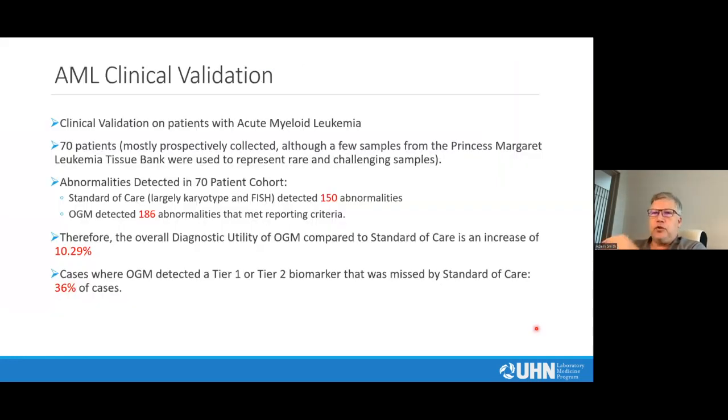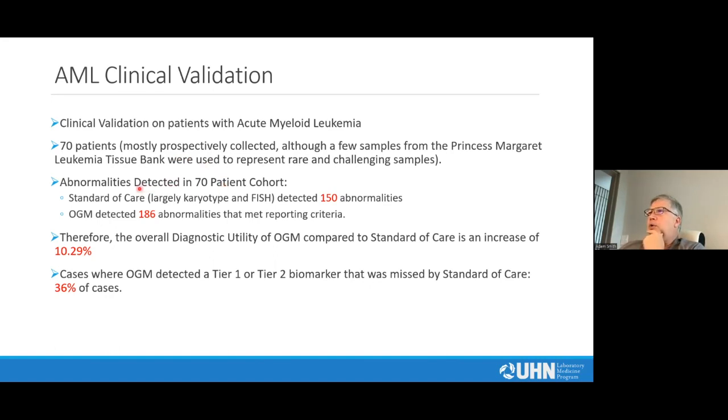Okay, and so just to very quickly summarize our AML clinical validation. Again, I've shown some of this data before at other meetings, so if you've seen this before, just bear with me. So we've done a clinical validation of acute myeloid leukemia with OGM. We did it on 70 patients, most of them prospectively collected, although we did use some tissue bank samples to get some of the more rare patients.